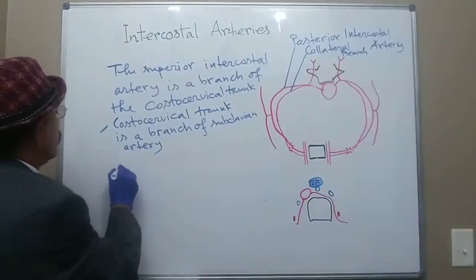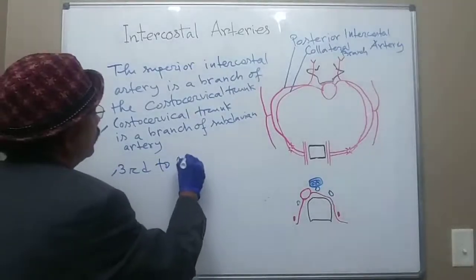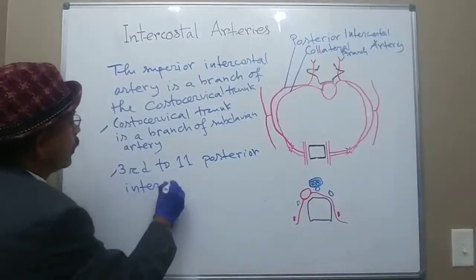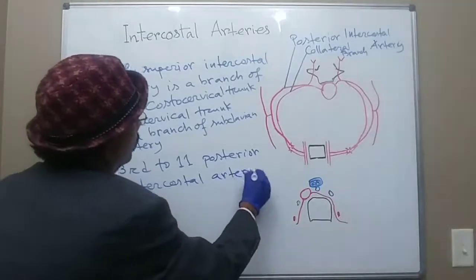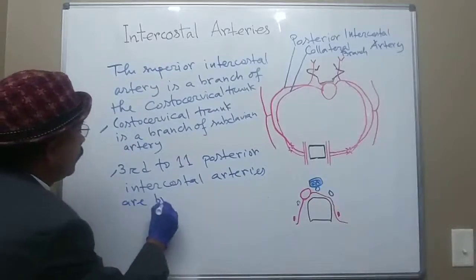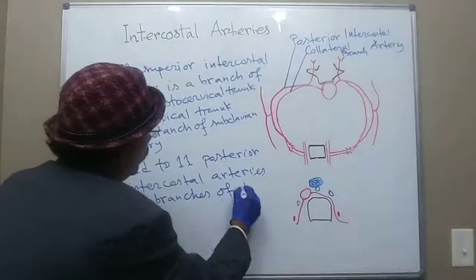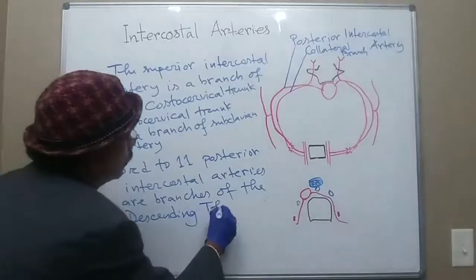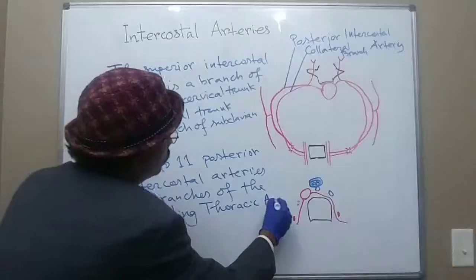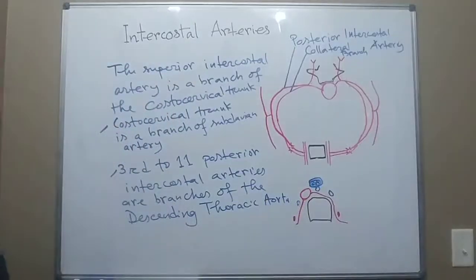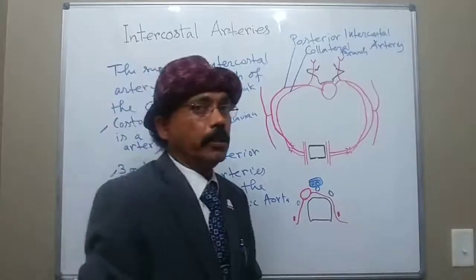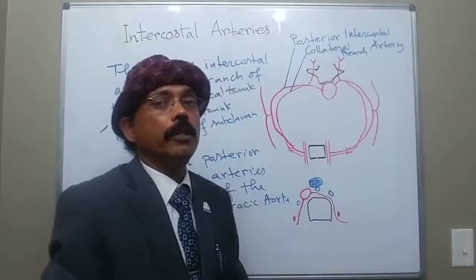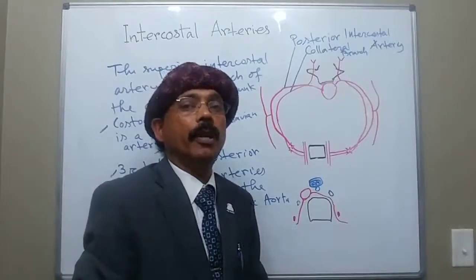Then the third to 11th posterior intercostal arteries are branches of the descending thoracic aorta. Okay, we got the origin of the posterior intercostal arteries. The 3rd, 4th, 5th, 6th, 7th, 8th, 9th, 10th, 11th posterior intercostal arteries are branches of the descending thoracic aorta.